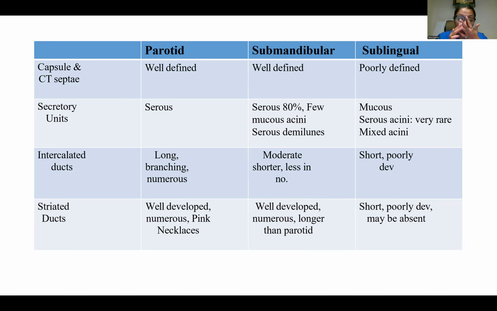The sublingual gland is the gland which is going to be poorly defined. And the secretory units here are going to be the mucous cells, serous acini, and even mixed acini are seen. Intercalated ducts are here short, poorly developed. Even the striated ducts are going to be poorly developed. So this is the brief classification and differentiation between the parotid gland, the submandibular gland, and the sublingual gland.